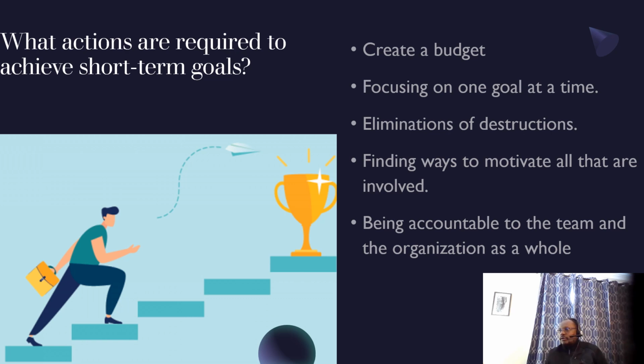The actions that are required to achieve this short-term goal: the first thing is create a budget, focus on goal one at a time, eliminate potential distractions and find ways to motivate all that are involved, and being accountable to the team and the organization is very critical.